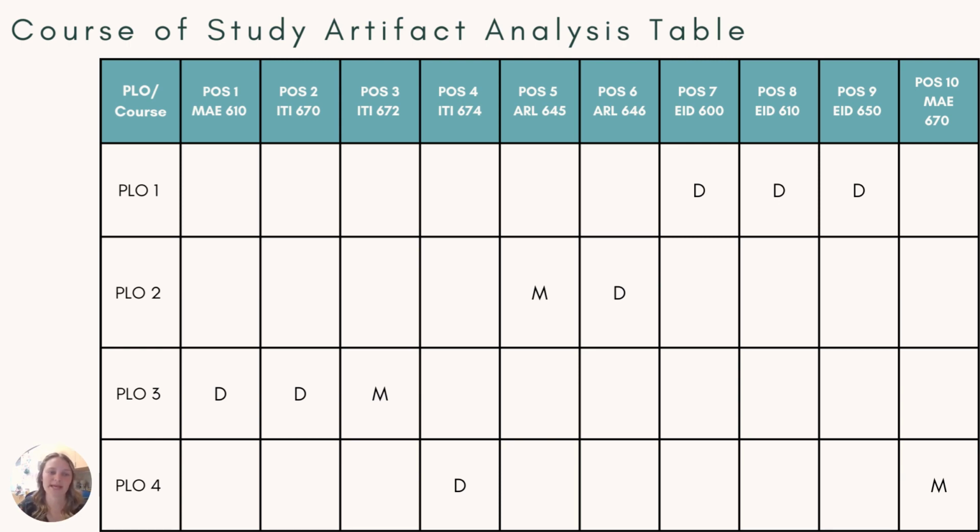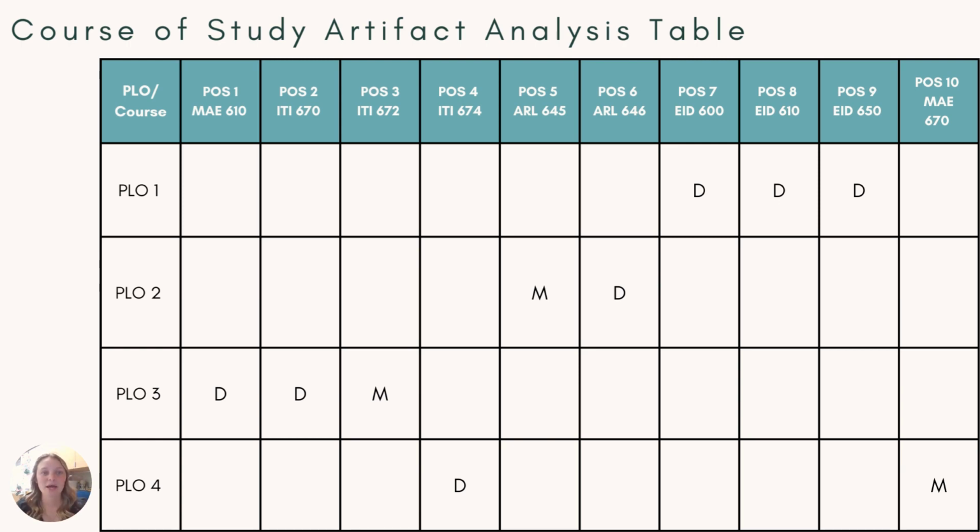My first course was MAE 610, and that was Plan of Study and Practitioner Research. For this, my artifact was a research study review, and it aligned with PLO 3. For my second course, Introduction to Social Emotional Learning, I chose an annotated bibliography for my artifact, and that also aligned with PLO 3. And then for my third plan of study, ITI 672, Social Emotional Learning in Action, I chose an interventions research paper for my artifact, and that also aligned with PLO 3.